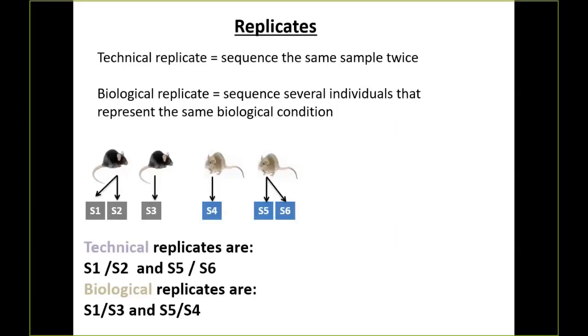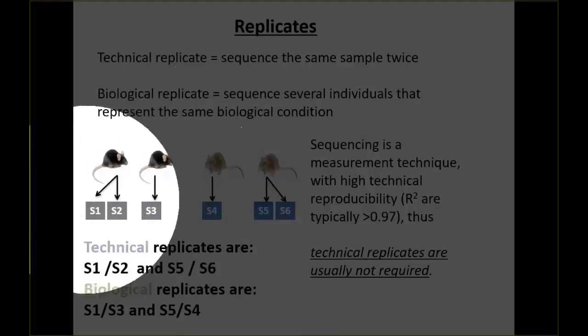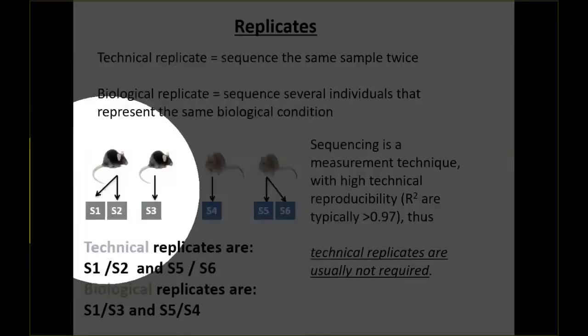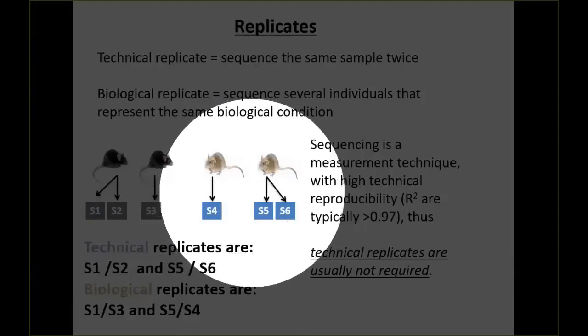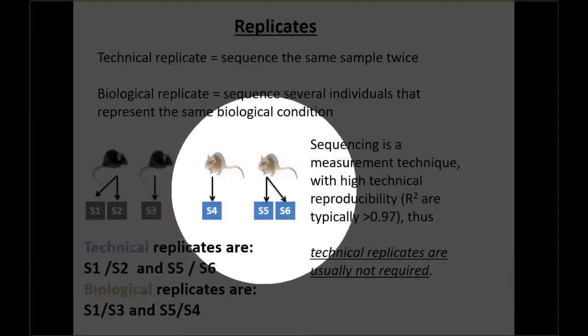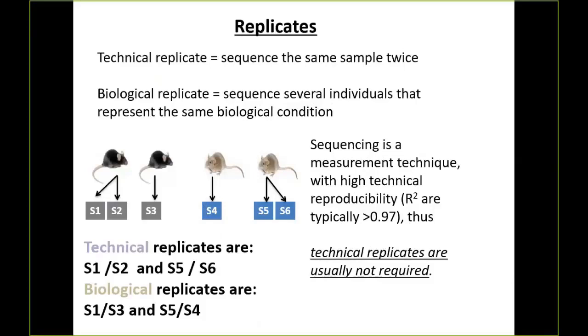Here we see a couple examples. We have two groups of mice, again, black and tan. From the black mice, we're sequencing the first one twice, so we have samples 1 and 2, and then sample 3 is from another black mouse. Here we have sample 4 from the first tan mouse, and 5 and 6 from the second one, so we've sequenced that other mouse twice.